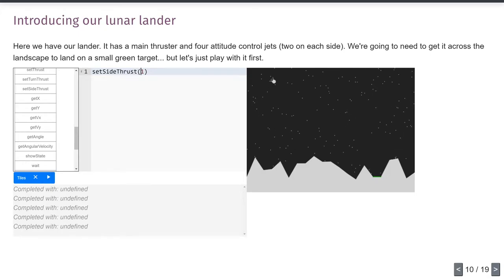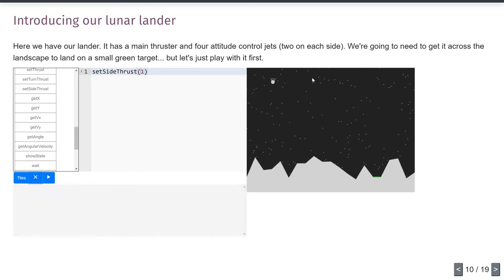If I set it to 1, it should turn the left thrusters on, pushing it rightwards. So there it goes rocketing that way, or there it goes rocketing that way. Now, that was the introduction to the controls, but this also has some state.